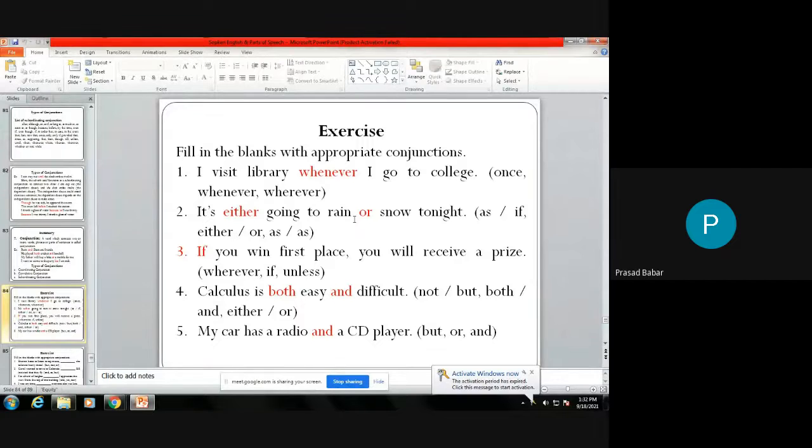Then the fourth is: calculus is both easy and difficult. We have used here both and. Can we use another conjunction? Calculus is not easy but difficult. Calculus is both easy and difficult. Calculus is either easy or difficult.